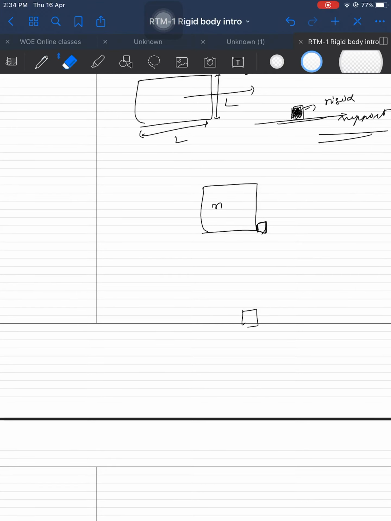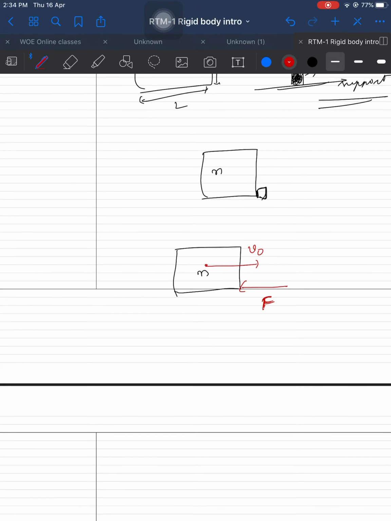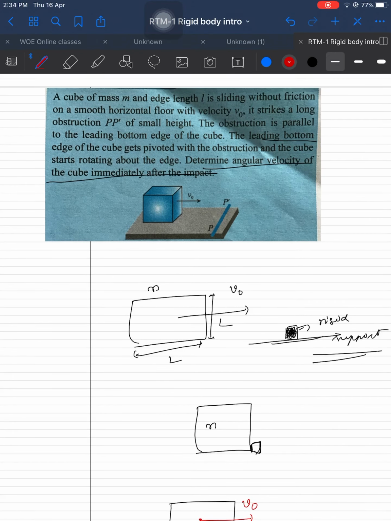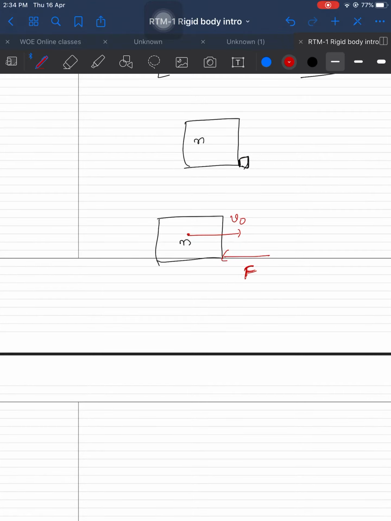Listen carefully, this is a model which we did not discuss in the previous cases. When we draw a free body diagram of mass m, the force is acting on the edge in this direction, and the velocity v0 initially was in this direction. After striking, what will happen? About which point should we do conservation of angular momentum? When velocity is asked, we do linear momentum balance. When angular velocity is asked, we should do angular momentum balance.